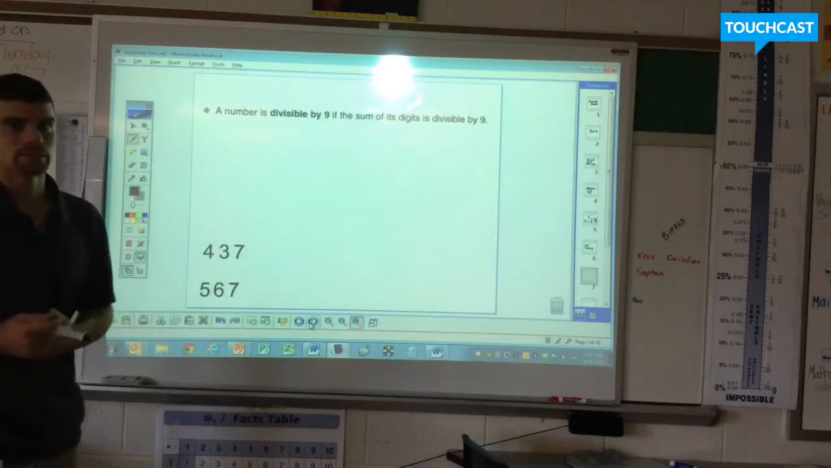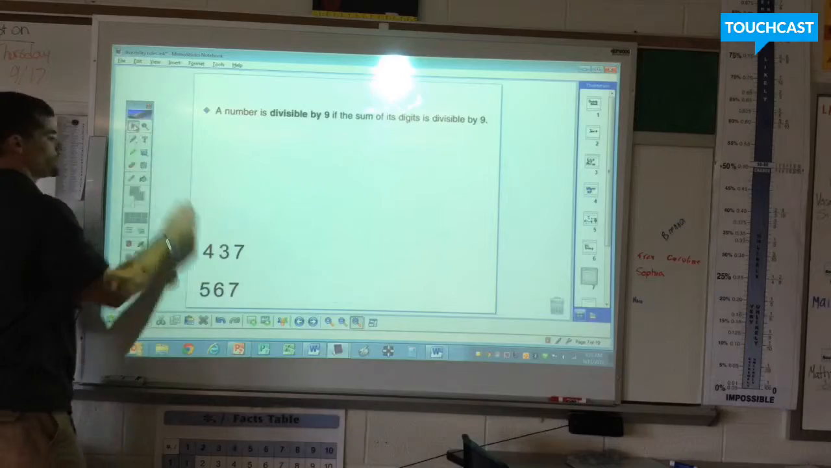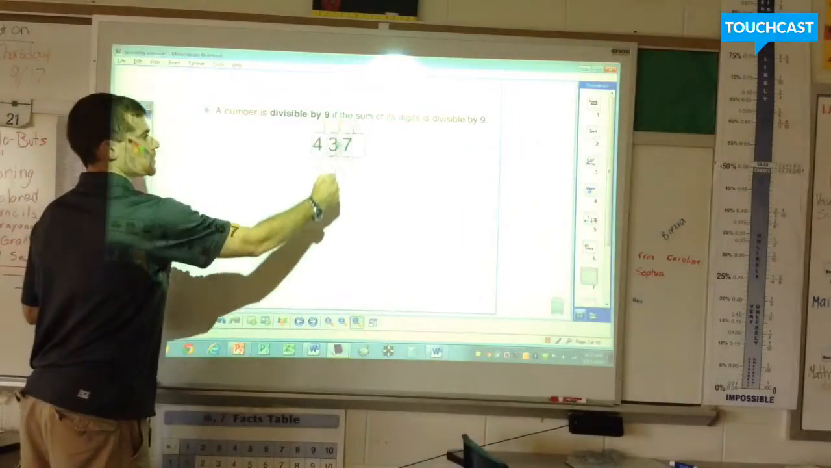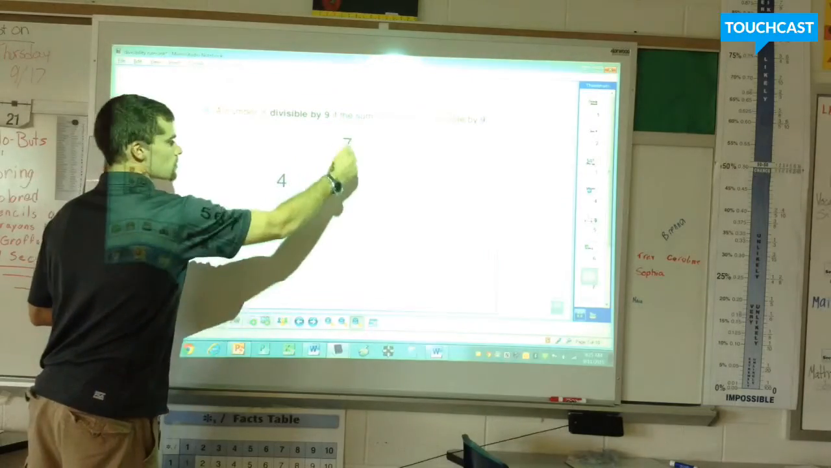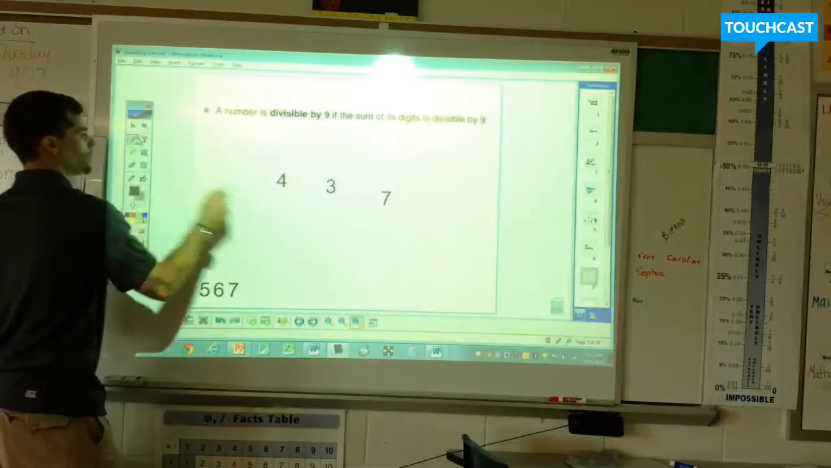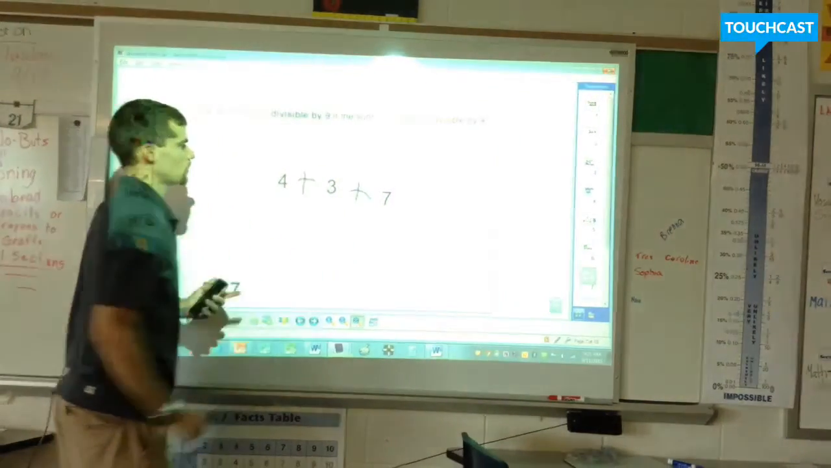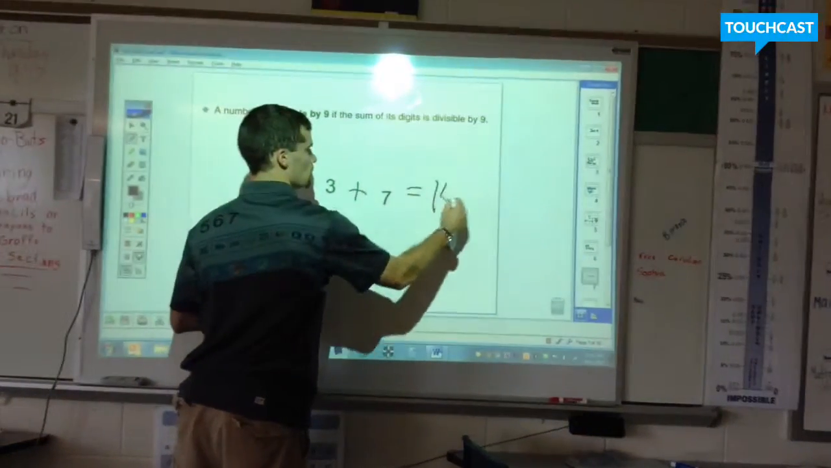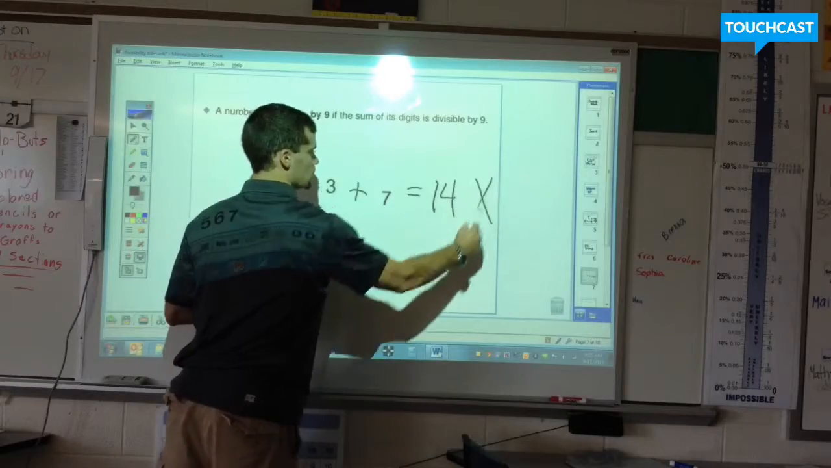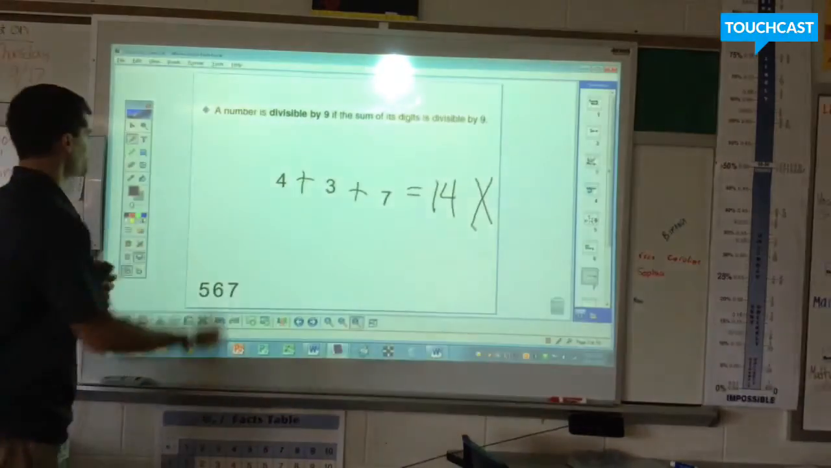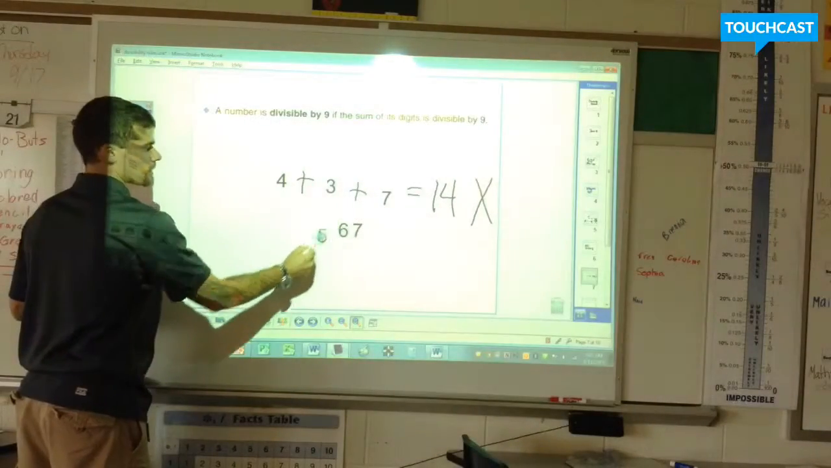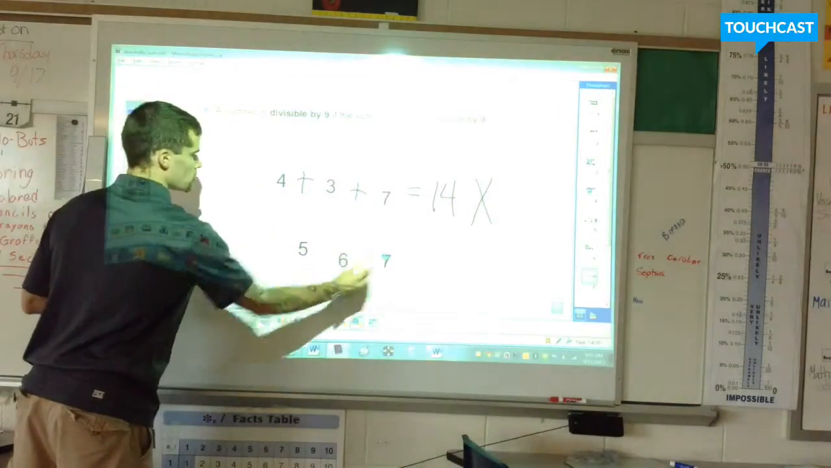The next one is 9. 9 is exactly the same as 3, except we want to see if the digits add to 9. So I separate my numbers and add them up. 4 plus 3 plus 7 equals 14. That is not divisible by 9. So we'll take another example. 567. I separate my digits.